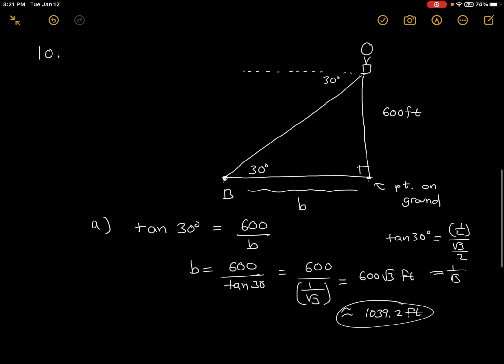Now, that same picture. It says the angle of depression from your line of sight, which is you, to the person standing at point C is 20 degrees. So the angle gets a little bit steeper, and we'll call this point C.